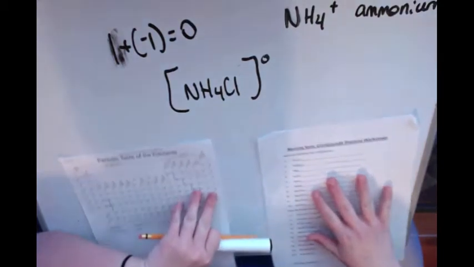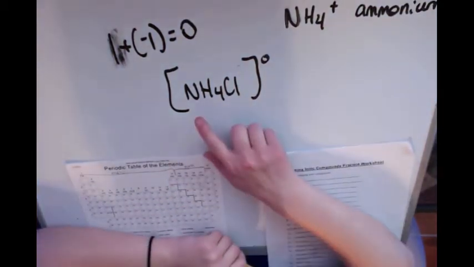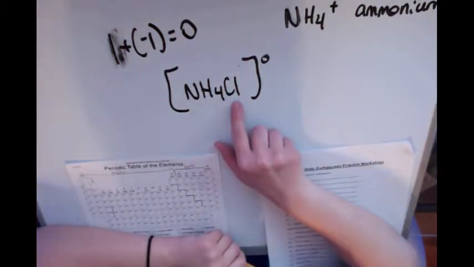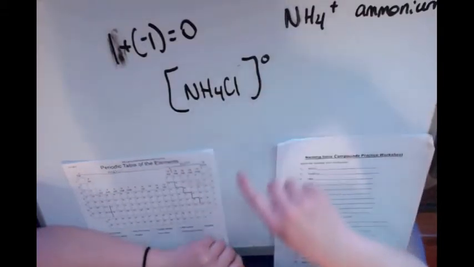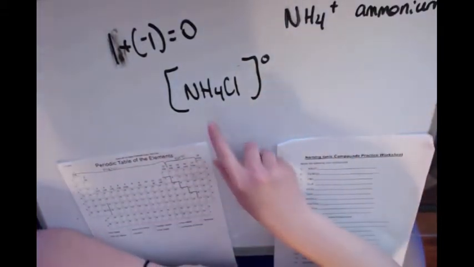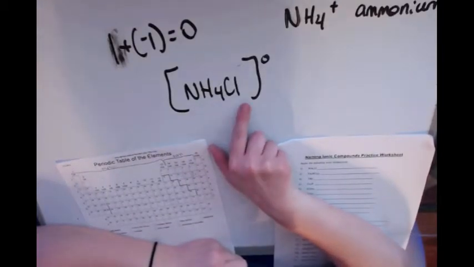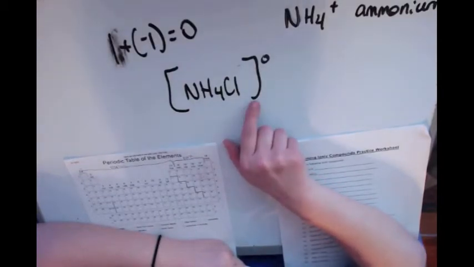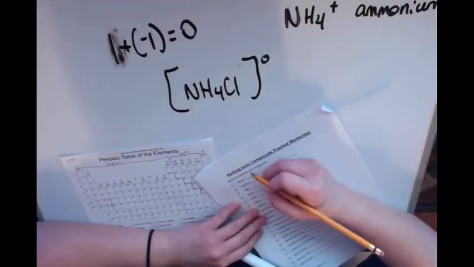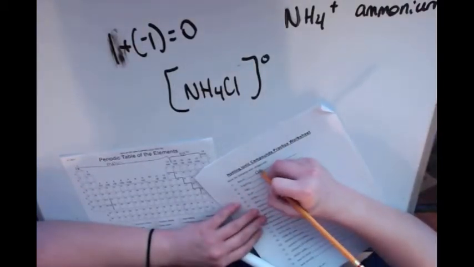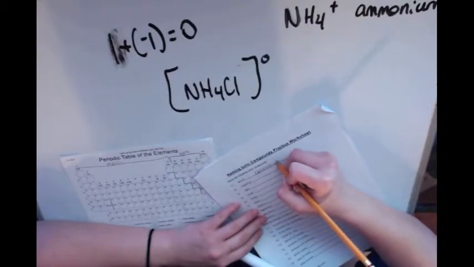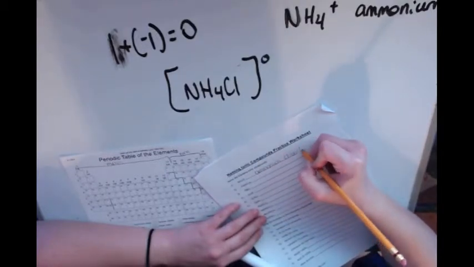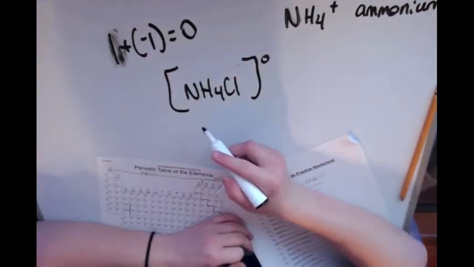So that's ionic compounds in a nutshell. They are a cation that has bonded with an anion to make a neutral ionic compound. The cation is written on the left, the anion is written on the right, because typically metals are on the left and nonmetals are on the right. So we just call this ammonium chloride.